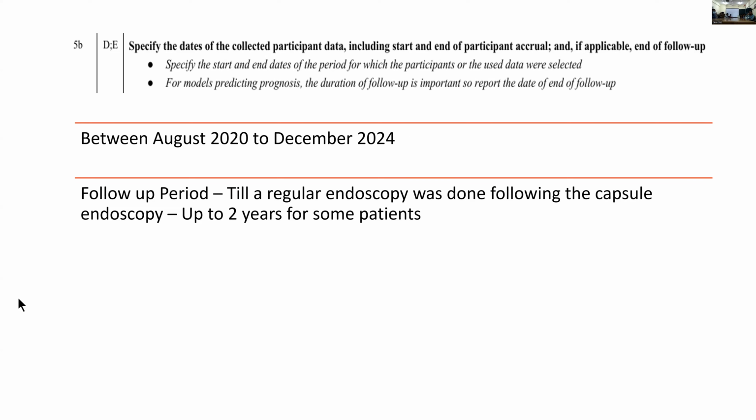And so because of that, we don't have a specific follow-up period. But they have said that for some low-risk patients, the endoscopy was done only 2 years later. So I'm assuming the last patient would have been recruited in December 2022, because it would not have been possible to recruit patients after that.